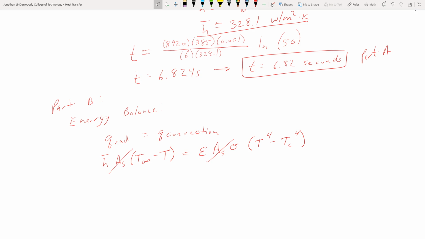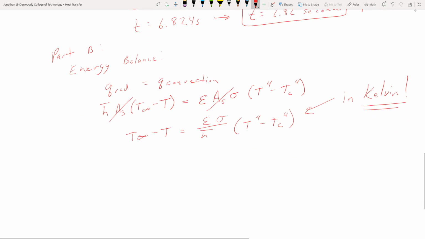So if we try to rearrange this a little bit, T infinity minus T equals epsilon sigma over h bar times (T to the fourth minus Tc to the fourth). Again, remember these need to be in Kelvin. And this side it doesn't really matter because this is a temperature difference. So we'll make some guesses now. We're going to guess 900 K as a first guess. We'll see where that comes out.